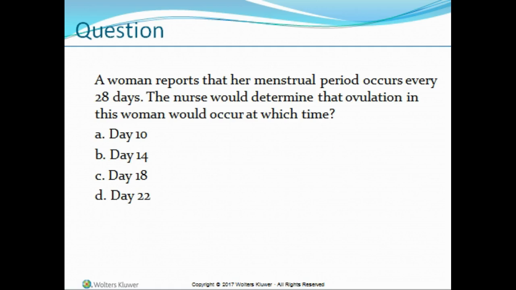Question. A woman reports that her menstrual period occurs every 28 days. The nurse would determine that ovulation in this woman would occur at which time? A, day 10, B, day 14, C, day 18, or D, day 22.